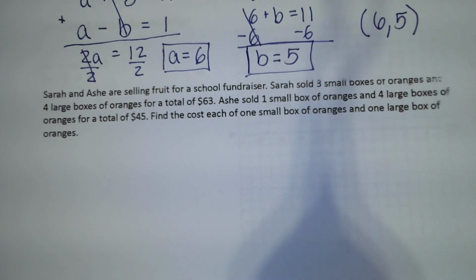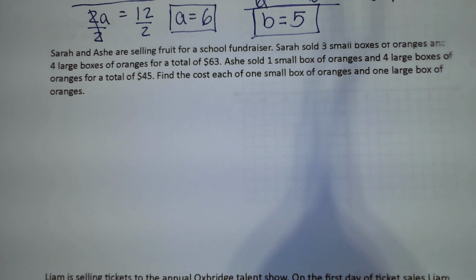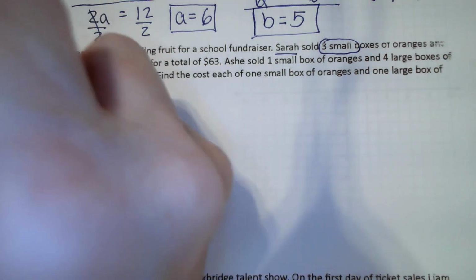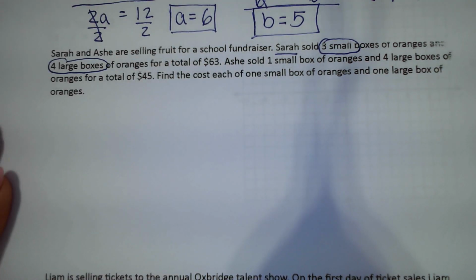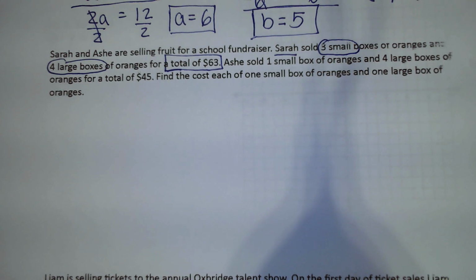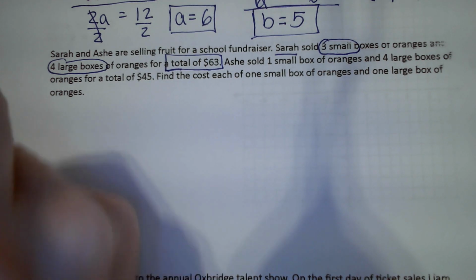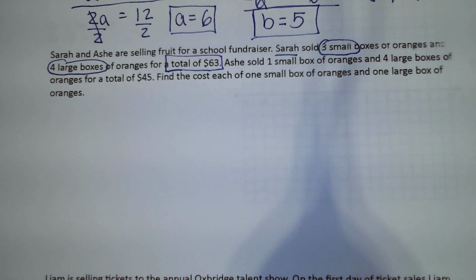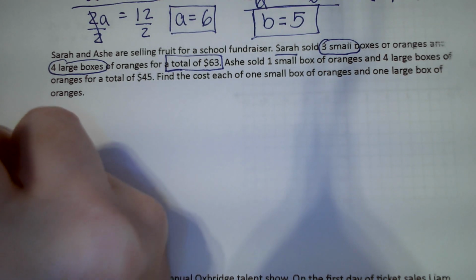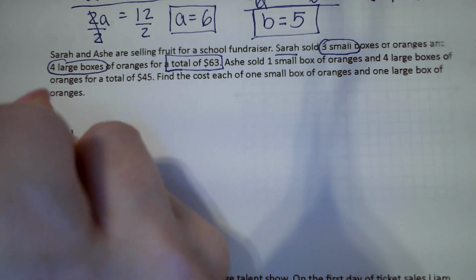Okay. Let's move on. Sarah and Ash are selling fruit for a school fundraiser. Sarah sold 3 small boxes of oranges and 4 large boxes of oranges for a total of $63. So let's just identify Sarah's equation first. Sarah sold 3 small boxes of oranges and 4 large boxes. So I want to represent that I am differentiating between big and small boxes. So I'm going to label my variables so it's very clear and I don't forget. For small boxes, I'm going to use the variable S. So S will equal small boxes.